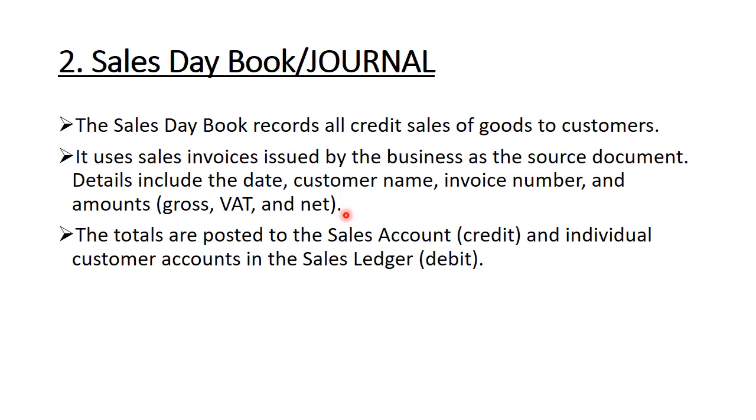In the sales daybook, once we're done preparing it, to do the double entry we credit the sales account since it is the one giving things. Remember, we credit the giver. Our business is giving things to customers on credit, so we credit the sales account. Then we debit the receivers, that is, the individual customer accounts. We debit the receiver.